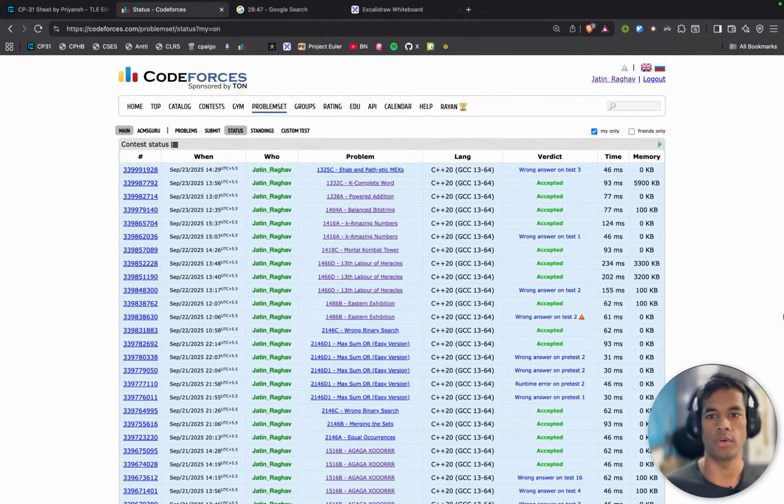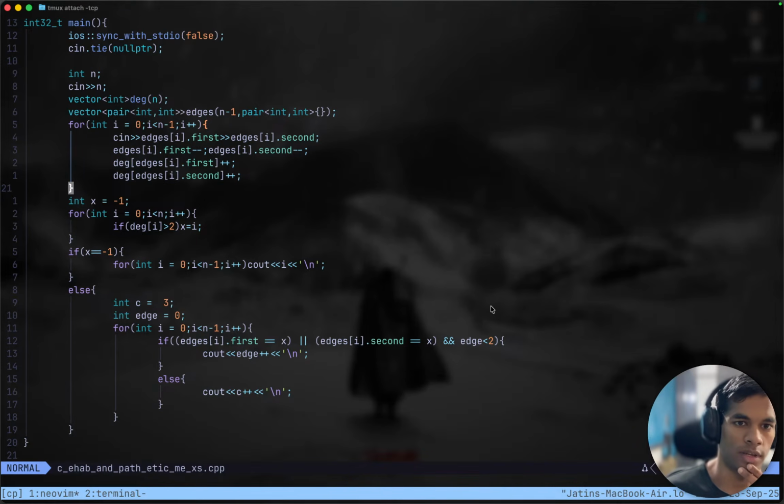Wrong answer. I would have to look at the test case. I don't want to look at the test case. There is some mistake here. There is some mistake here. I don't think there is a mistake in the logic.